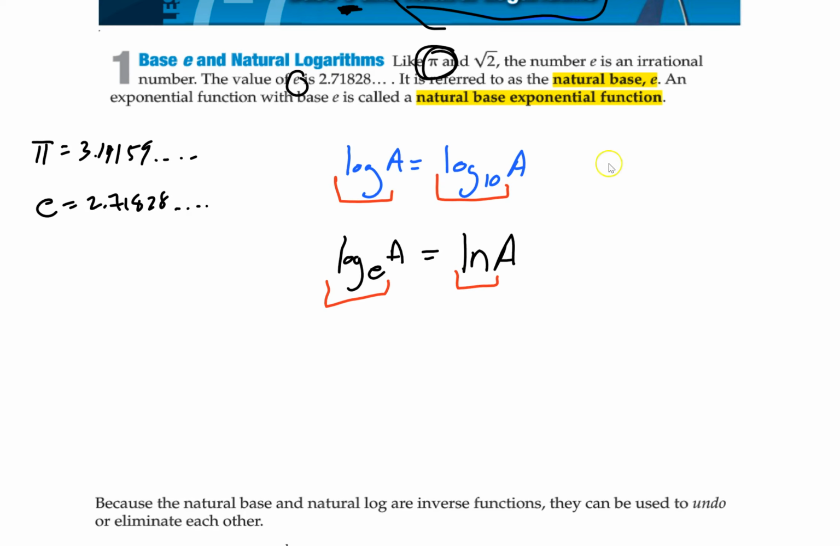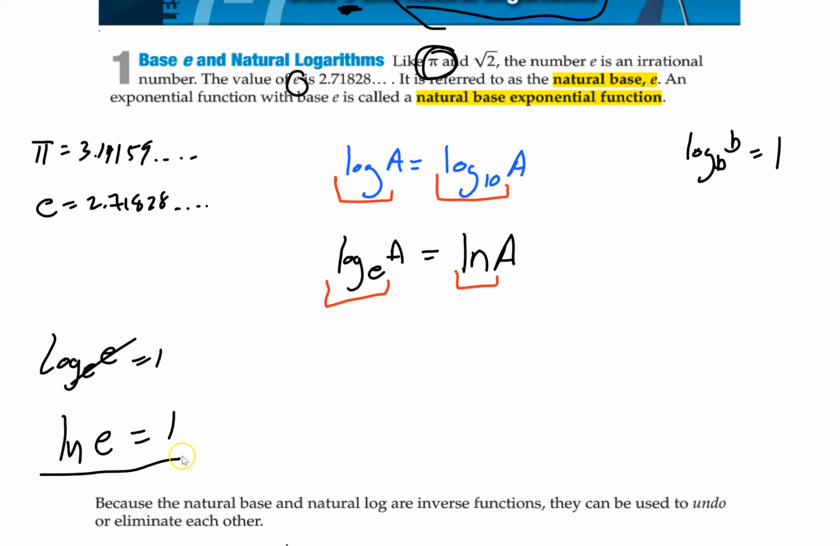Let's talk about the two most important ones. Remember how in logs, when the base and the number match, they cancel out, you just get 1? Well, the same thing here. If you have log base e of e, they're going to cancel out and you just get 1. But we don't write it that way, right? We write it with the ln instead. So this is ln of e, because that's the same thing as this, equals 1. And that is a big, big result. ln of e equals 1. Keep that in mind. So anytime you see natural log of e, it reduces to 1.